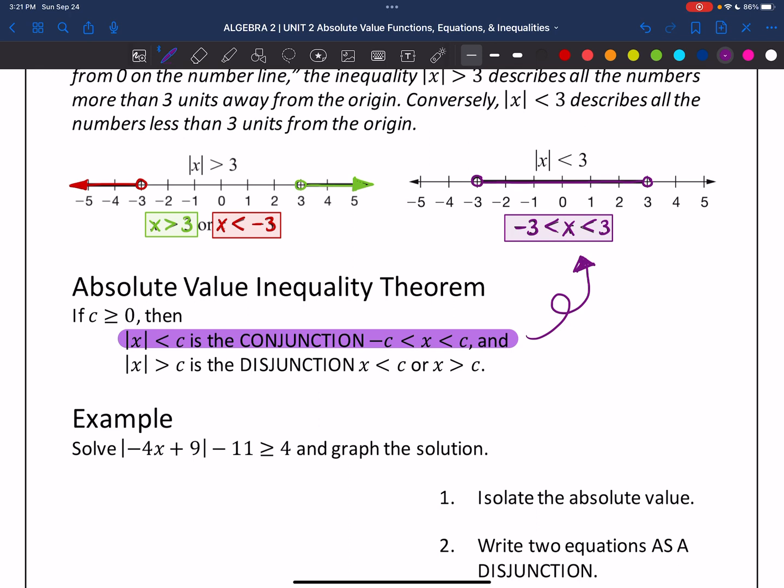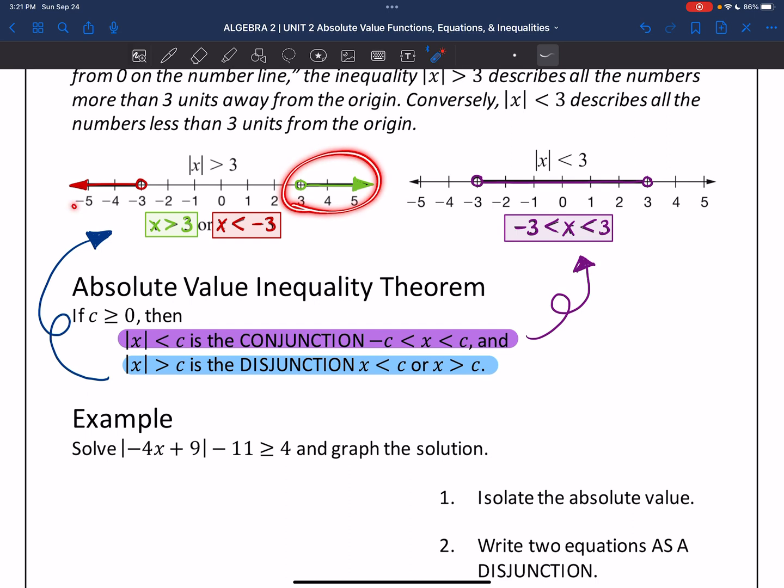But then, if you have this other, let me highlight this differently for us. If you have the absolute value of x greater than some number c, then what that is going to be is a disjunction. Where a conjunction, like in your study of English, connects something, a disjunction is two things that are separated. And so you can see in the graph that the two solution regions are separated, whereas the other is a solution region that is combined or joined together.